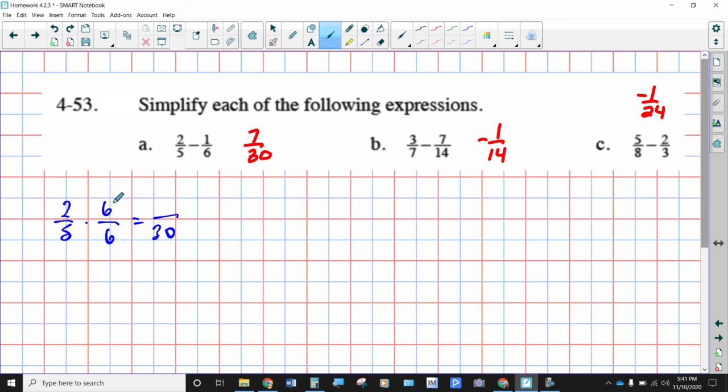So you're going to multiply the 2 times the 6 and the 5 times the 6 to get 12 over 30. Then we'll do the same thing with 1/6. What do you multiply times 6 to give you 30 for your denominator? It's got to be a 5. So multiply 1 times 5 and you get 5. So what is 12 minus 5? That's 7. So it ends up being 7/30.